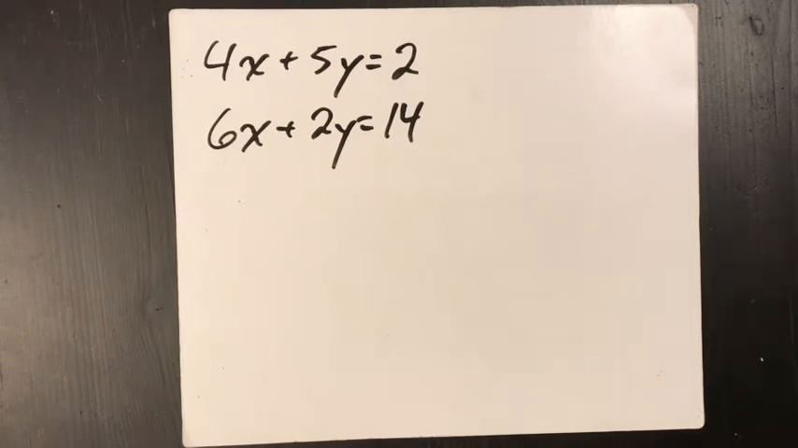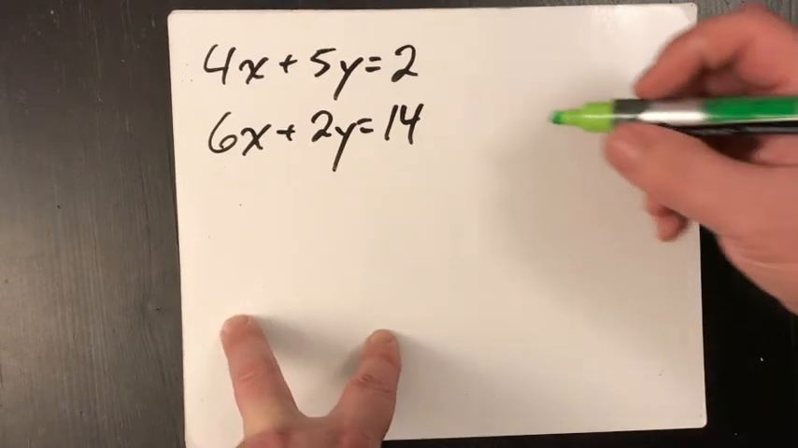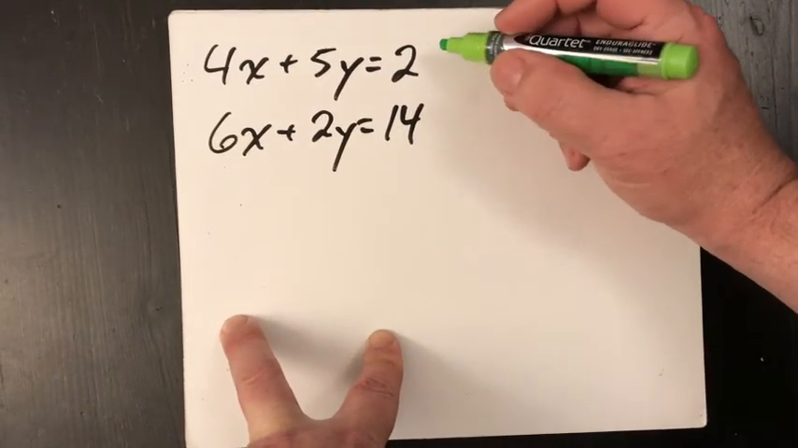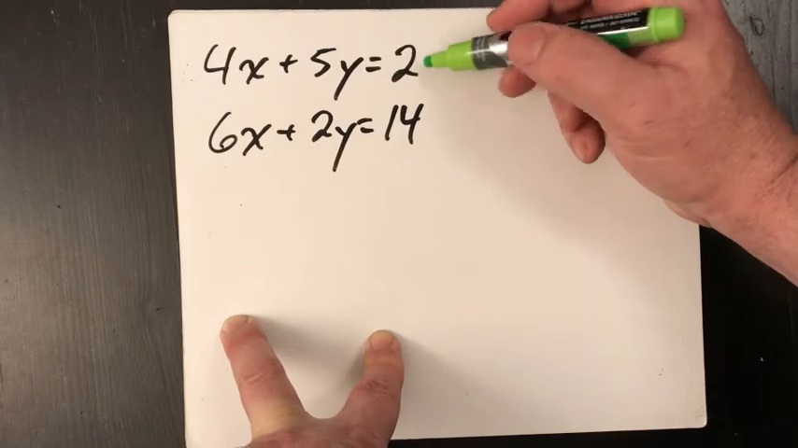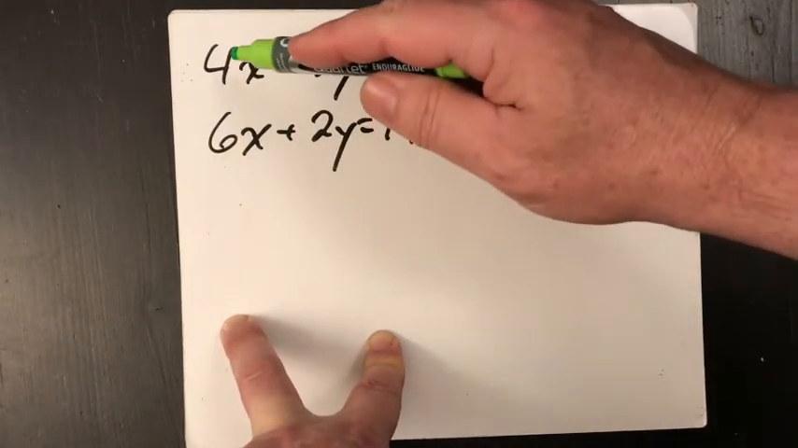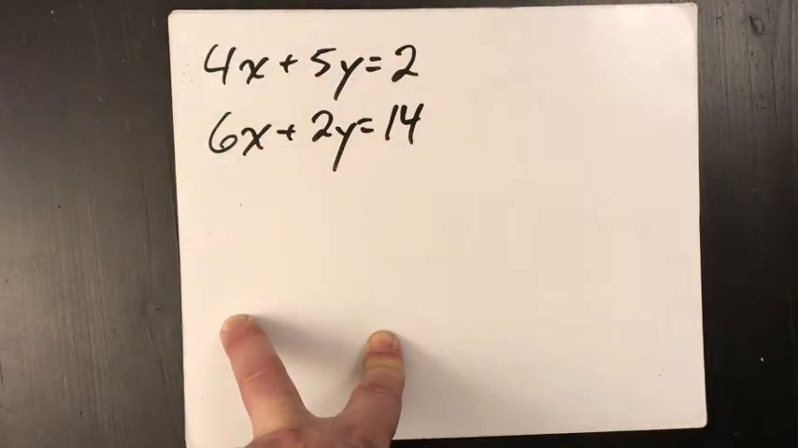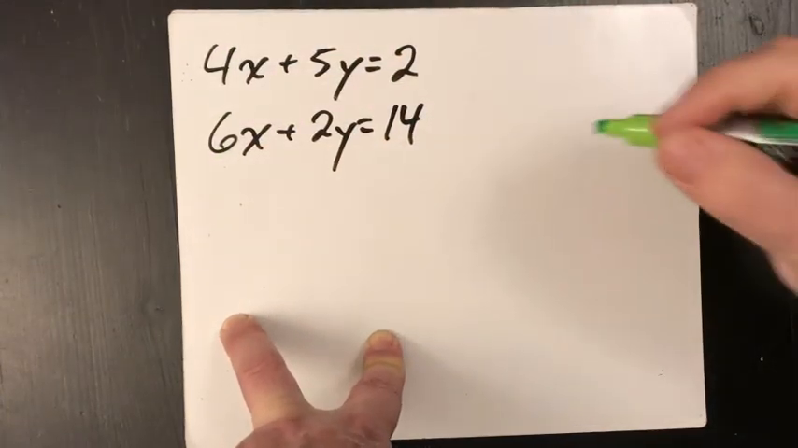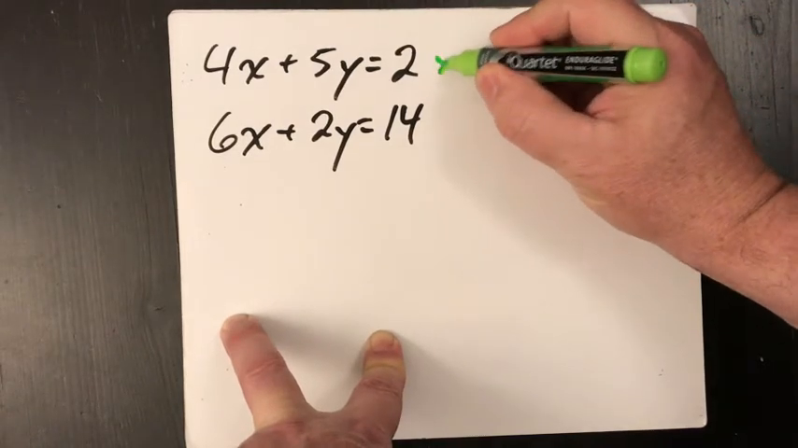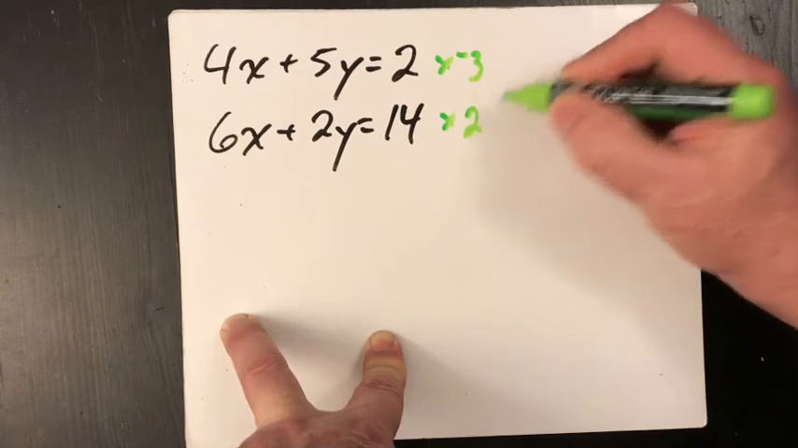Hey, you're back. Now, the reason I picked this example, and I'm actually only going to do this problem once, is because if you don't get the same answer as I do, well, then you messed up somewhere and you should figure it out on your own. I'm going to make the x's go away. Now, I'm not going to multiply the top by 6 and the bottom by 4. The least common multiple of 4 and 6 is not 24. It's 12. So I'm going to multiply the top line by negative 3 and the bottom line by 2.